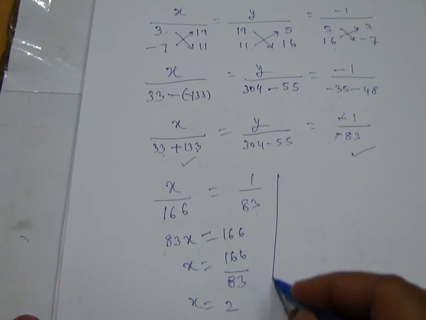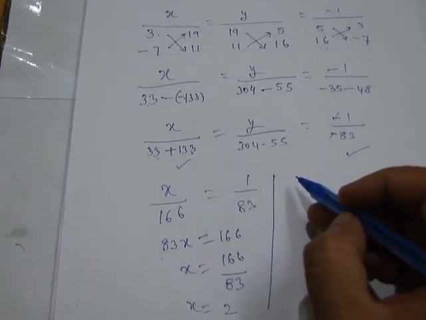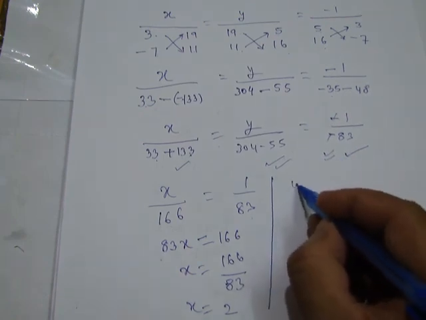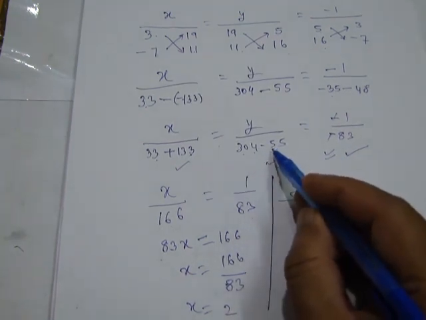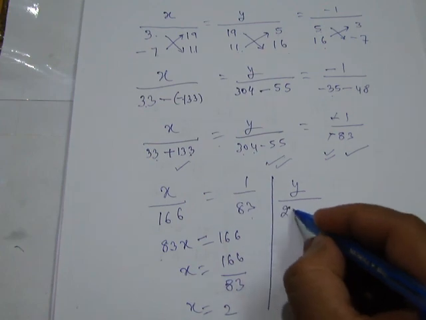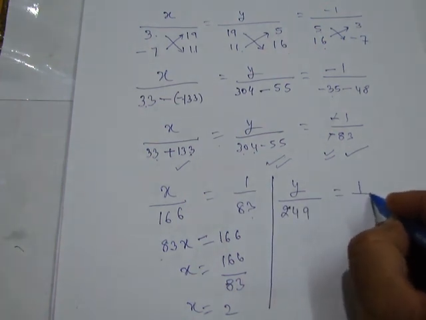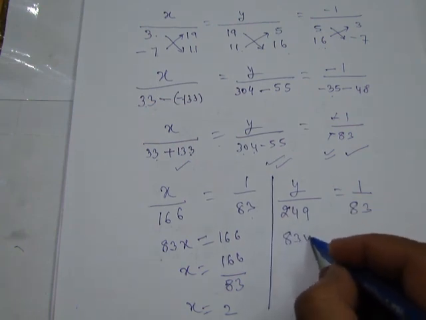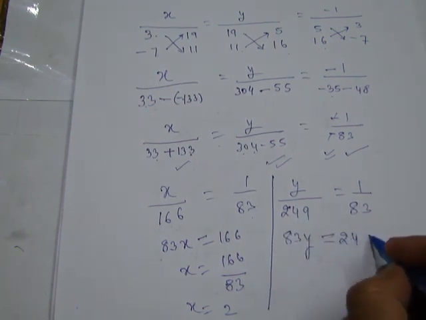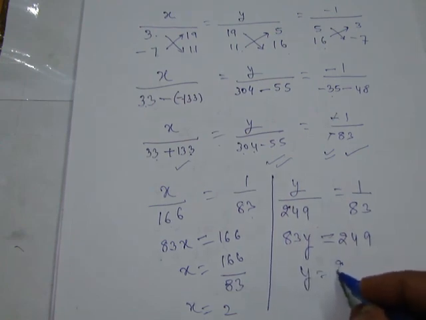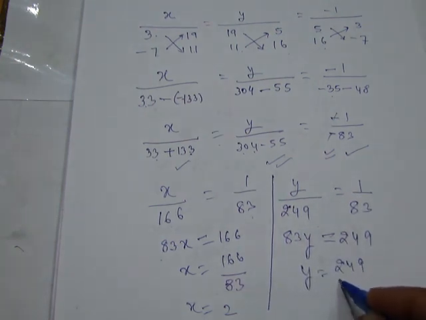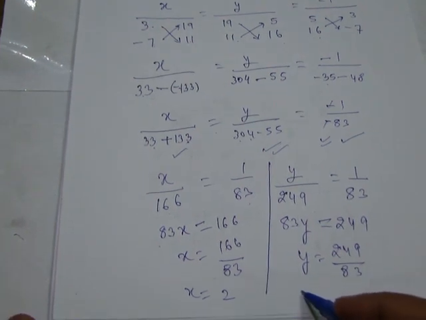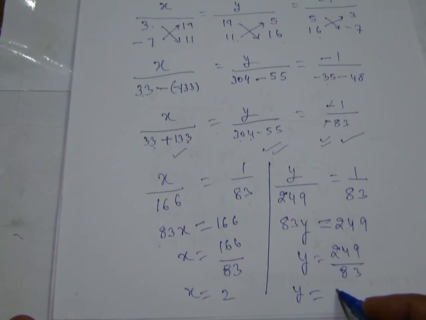Similarly, to find the value of y, we'll compare these two. So y upon, now 304 minus 55 will give you 249, equals 1 upon 83. Again we'll cross multiply. So 83y equals 249 and y is 249 divided by 83. So on solving we will get the value of y as 3.